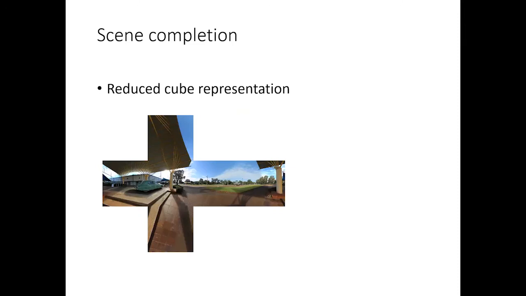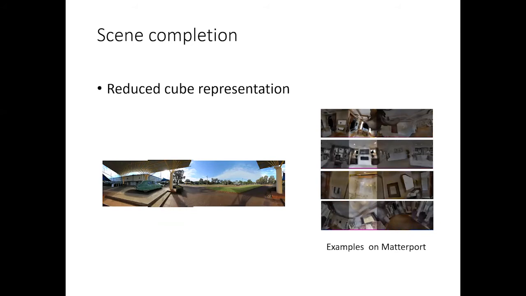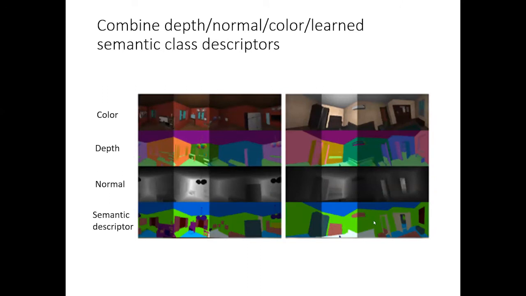The second paper will talk about something that generalizes this. Essentially, the idea here is that we're going to use the 360 images, but we eliminate the top and the bottom views. Then, given one view, we're going to do the completion, right? So to predict the missing regions. This is an example on the Matterport dataset. And then we combine depth, normal, color, semantic, and class descriptors to do the completion, right?